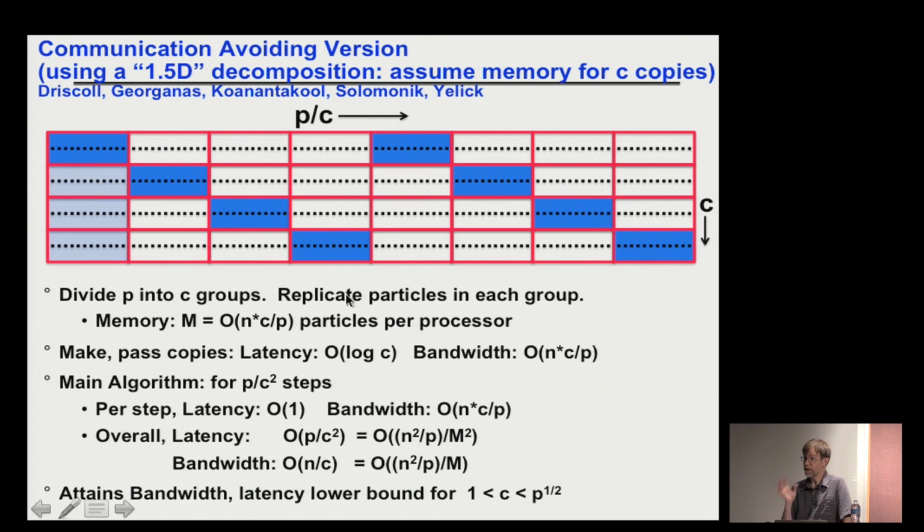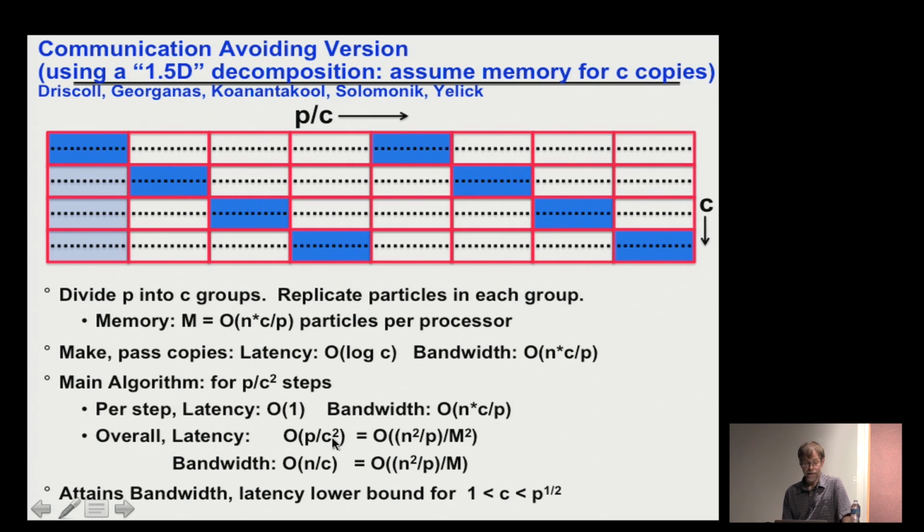So let me just remind you what the lower bound is. So this is just repeating the algorithm. So the main algorithm is that at each step, I'm going to move something over 1. And so it's going to copy not n over p particles, but n times c over p particles. And so that's how many steps it takes. So the latency is going to be p over c squared, that's the number of messages, and that indeed hits the lower bound. And the bandwidth is going to be n over c. It used to be n. Now it's a factor of c smaller. And that's a factor of c squared smaller than it was before.